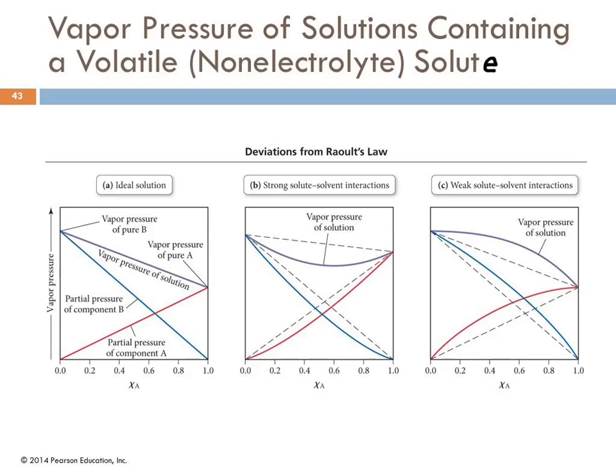If we have very weak solute-solvent interactions, meaning the solute and the solvent don't like each other all that much, that's going to drive them to evaporate a little faster. It's essentially lowering the strength of the intermolecular forces. So both of these curves bulge up, the vapor pressure is higher, and we see that the vapor pressure of the solution increases as well.